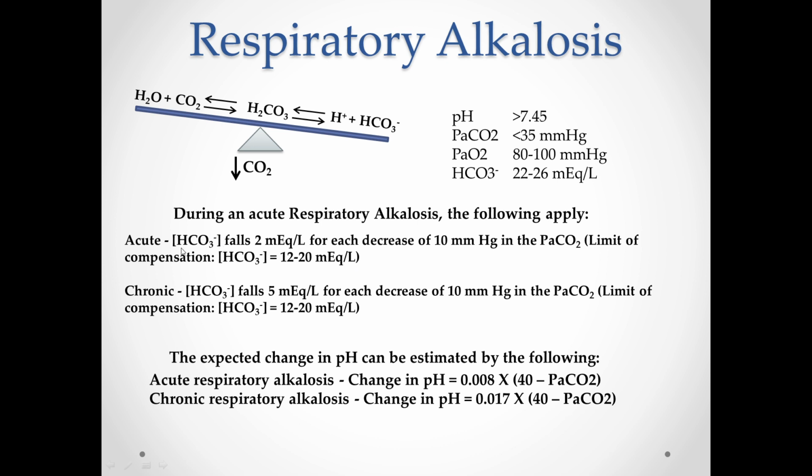These square brackets around bicarb mean concentration. During chronic compensation, bicarb concentration falls by 5 milliequivalents per liter for each decrease in 10 millimeters of mercury in the PaCO2. And again, the limit of compensation would be a bicarb concentration of 12 to 20 milliequivalents per liter. Then again, you can calculate the expected change in pH with the following formula.